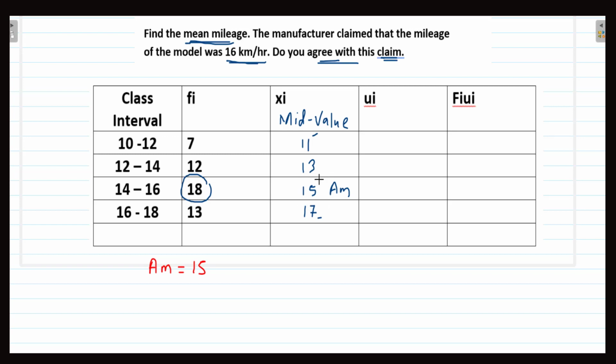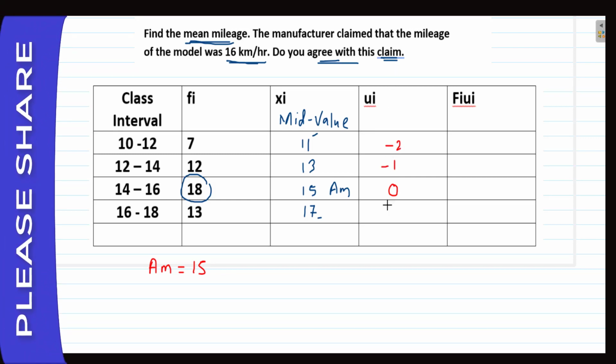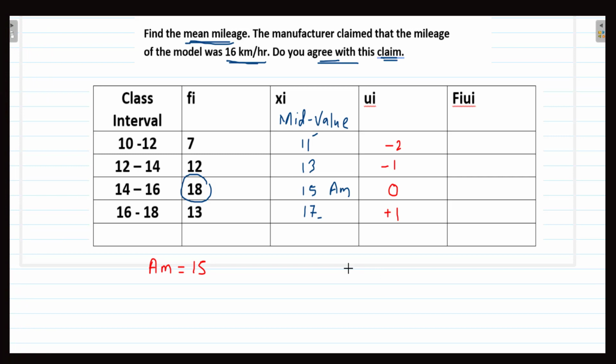Then about ui, I have told you how to write ui. Against the assumed mean write 0, then above it go on writing -1, -2, -3, -4, and so on, and below 0 write +1, +2, +3, and so on. Now take the Fi ui. So Fi is 7, ui is -2, so the product will be -14. 12 ones are 12, so it will be -12. 18 zeros are 0, then 13 into 1 will be 13.